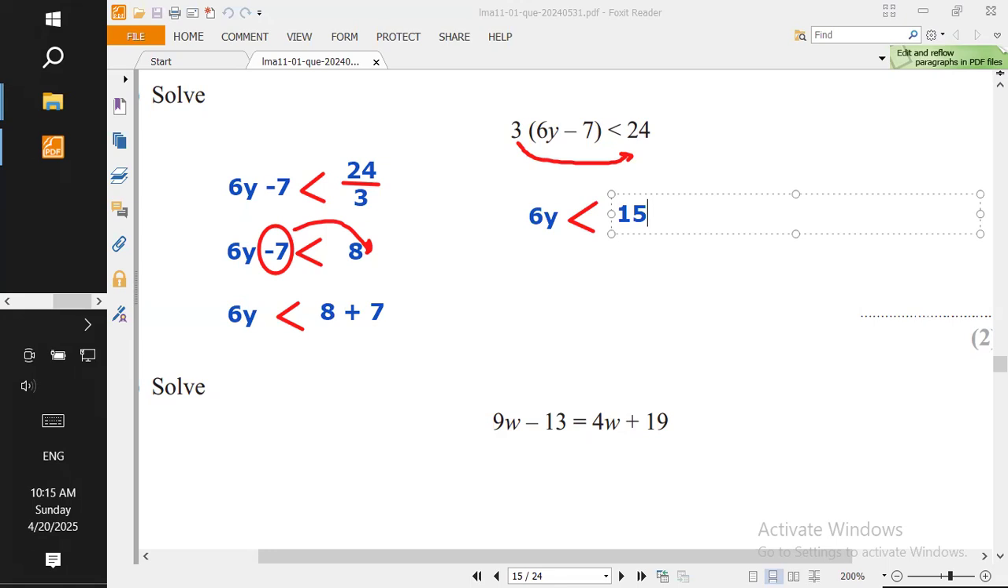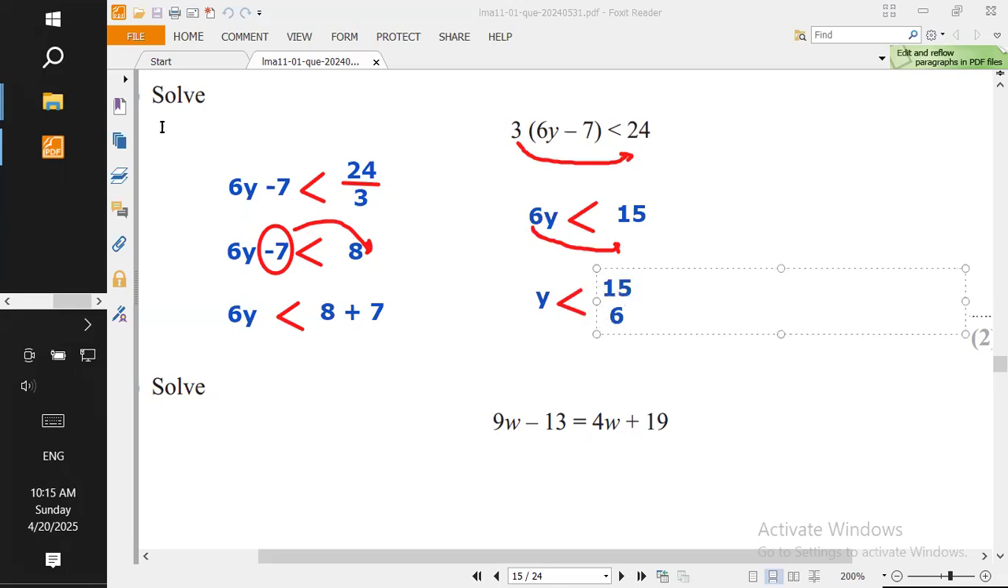Yes. Now, after that, what do I do? Very good. Because the 6 is multiplied by the y, I can take it by dividing here. So I'm going to end up with what? Very good. Y smaller than, or the inequality sign. And then we have 15 divide 6. So 15 divide 6, like this.